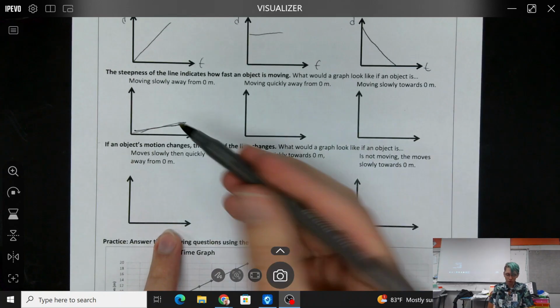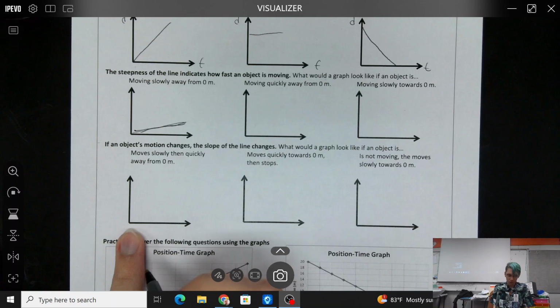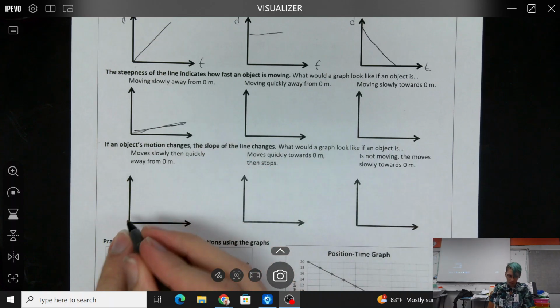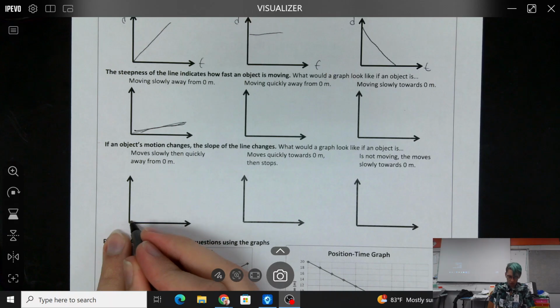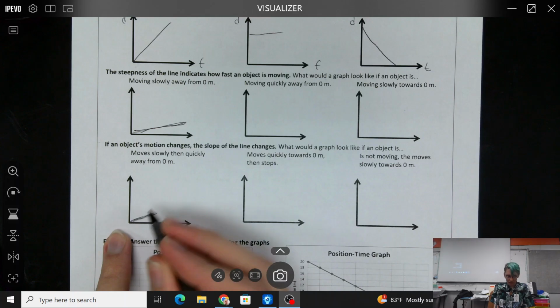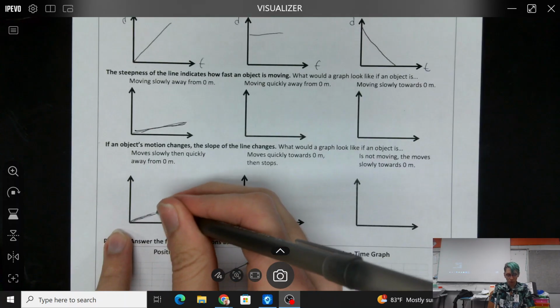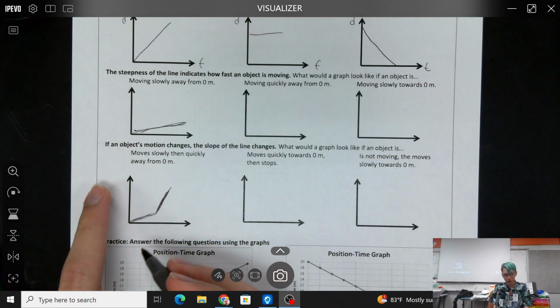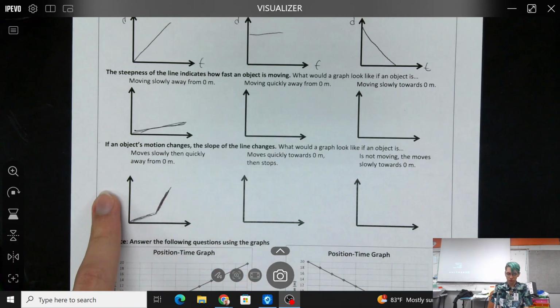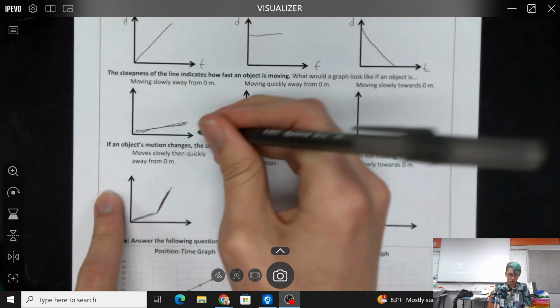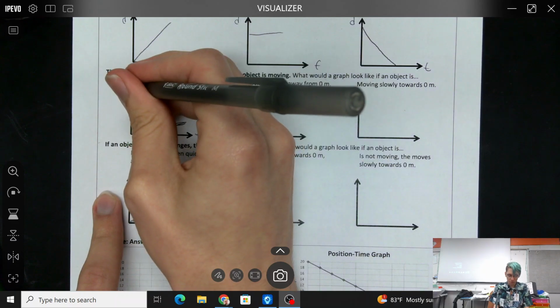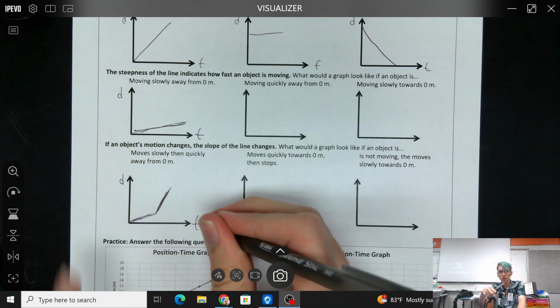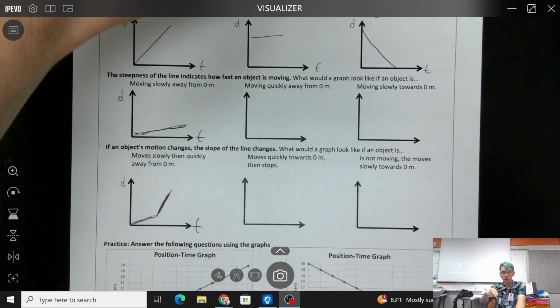So if we're moving slowly, then quickly away from 0 meters. First, we're going to start off by moving very slowly away from 0, so you're going to have a very low steepness line. Then you're going to have a very high steepness line following that line. It doesn't say when the change happens, so it can happen anywhere on this line as long as we're getting what we're supposed to. And there's our displacement, and our time. Try these out and check it against the key.